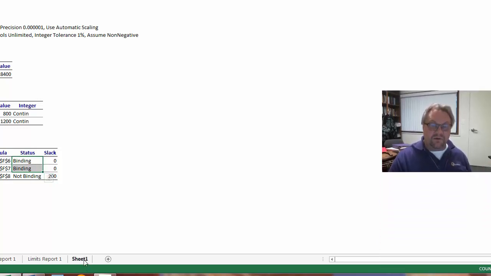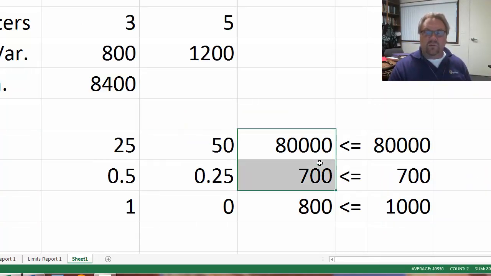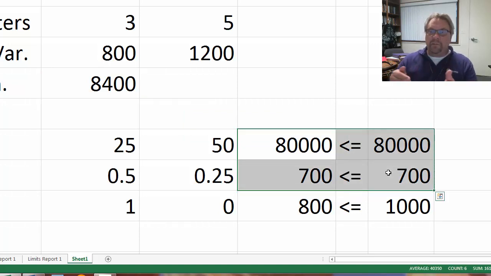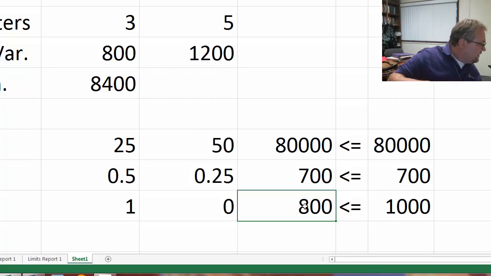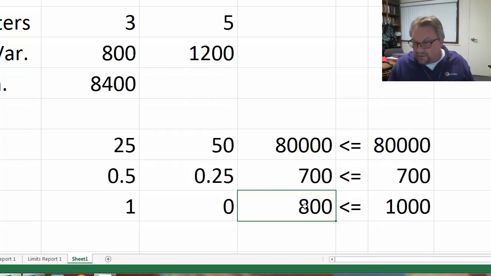US Oil is not. Now I do want to show you, you can also determine which constraints are binding just by looking at these two numbers, right? Remember, the binding constraint is when they are strictly equal. So 80,000 equals 80,000, 700 equals 700. So whenever you find two numbers that are strictly equal to one another, those are binding. Notice this one is not binding because we could have gone up to 1,000 shares of US Oil. Yeah, maximum 1,000 shares. We only bought 800. So that's another way to determine which constraints are binding and not binding.